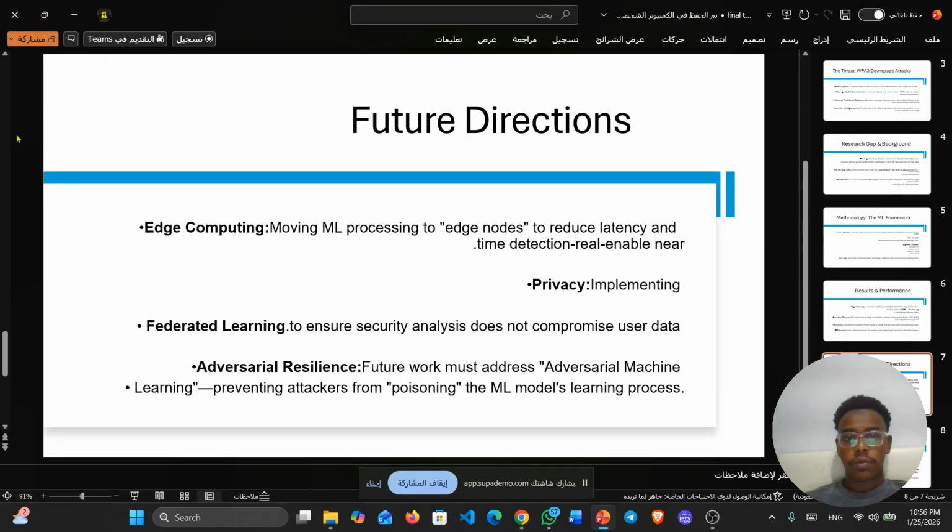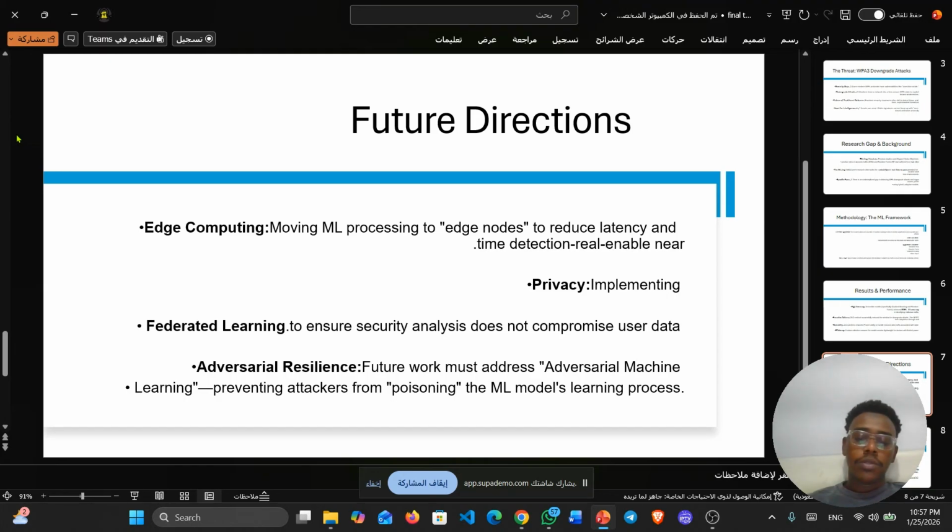And let's talk about the future direction. Looking ahead, the author suggests moving toward edge computing, where the security happens right at the router level. If I were to continue this research, my suggestion would be to focus on adversarial machine learning. We need to make sure that hackers cannot fool our AI by sending it fake data to make it think an attack is actually normal traffic.